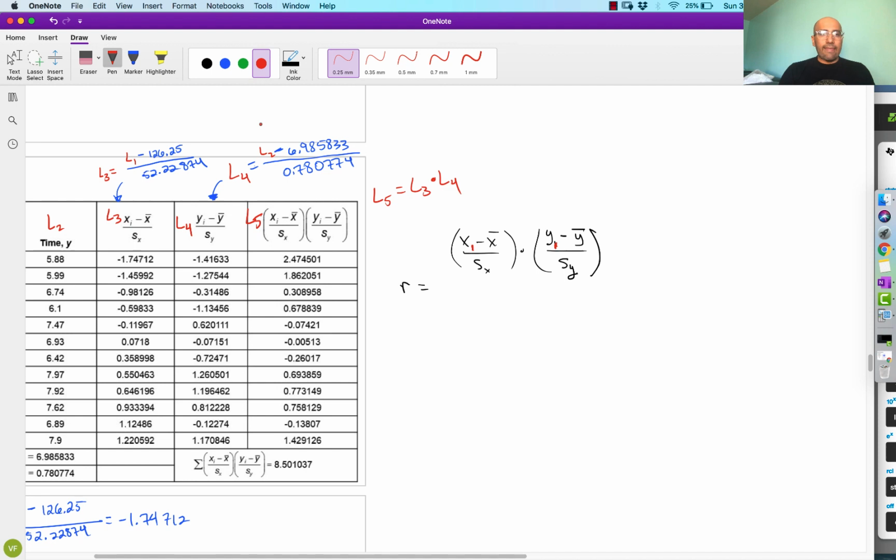And then once we're done with that, we do it for the next one, plus x sub 2 minus x bar over s sub x times y sub 2 minus y bar over s sub y. And so this is for the second one, right? And we keep going all the way down until we get to the last one. So this is 1, 2, 3, 4, 5, 6, 7, 8, 9, 10, 11, 12. Looks like there's 12 entries.